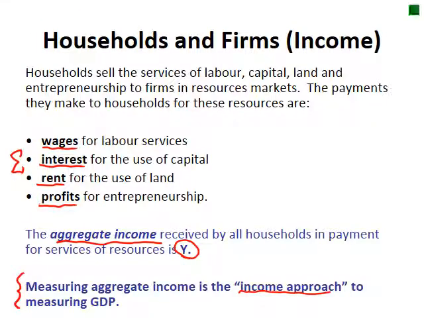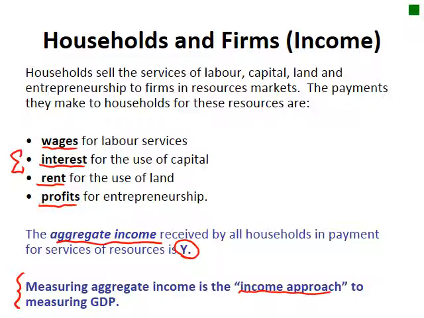Households and firms. Households sell the services, we talked about this, of labor, capital, land, and entrepreneurship to firms in the resource markets. And the payments they receive for this, of course, are wages for labor, interest for capital, rent for land, and profits for entrepreneurship.